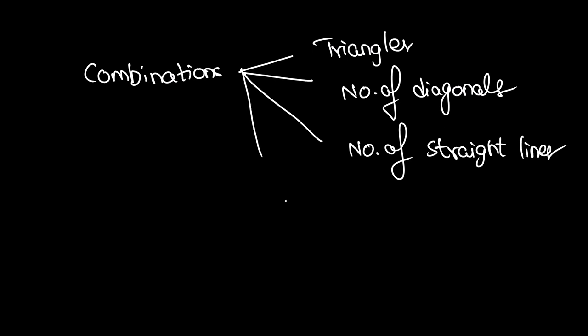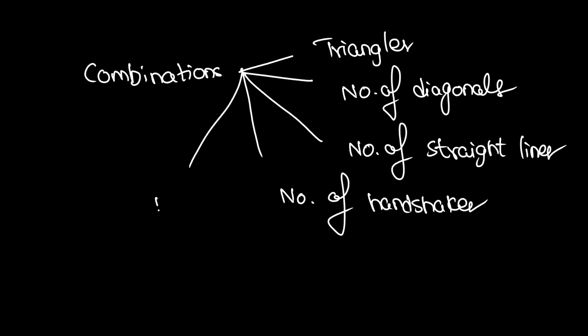Number of handshakes, number of matches, and a lot of others you can see in combinations. When we start combinations, we will get that. But what is our outline? First, we are discussing permutations, then circular permutation, then we are going for combinations. First, we are discussing permutation.